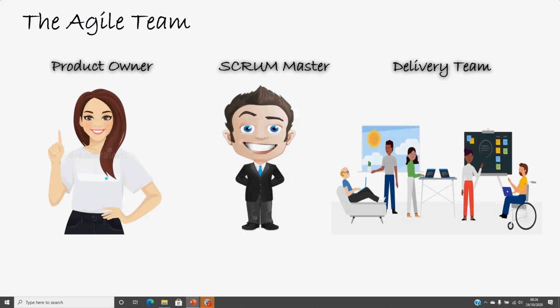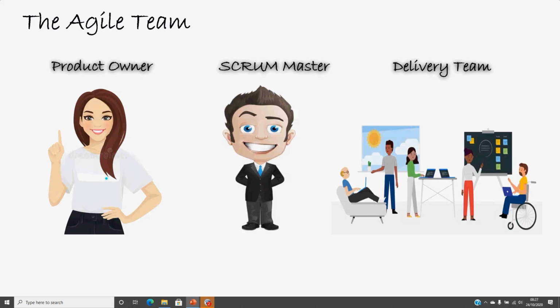Now, the delivery team is comprised of the users, the developers, the testers, the designers, the solution architects. They all come together and they form a delivery team. So Agile keeps it very simple. Product owner, Scrum Master, and delivery team.